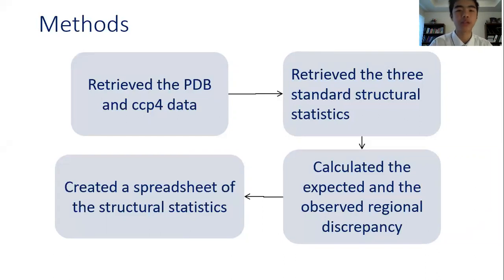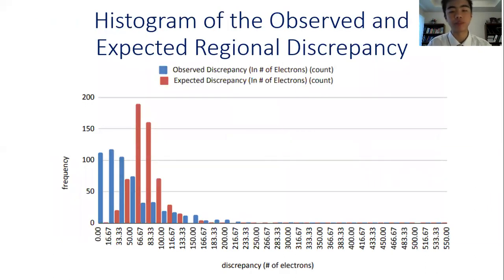The first one was a histogram comparing the observed to the expected regional discrepancy. What I found very interestingly was that the expected discrepancy exceeded the observed in terms of the mean and the median values. And I'll explain why this is significant in just a bit.